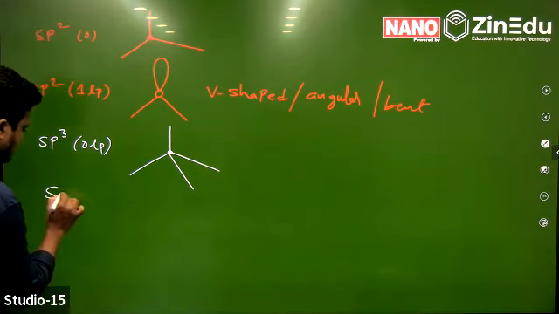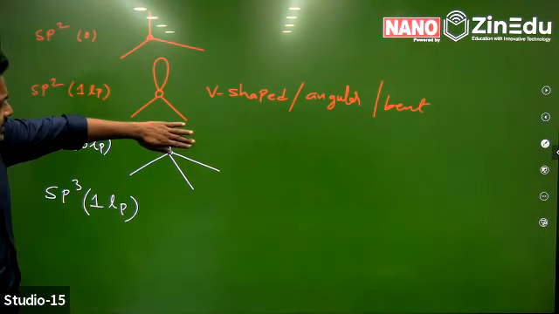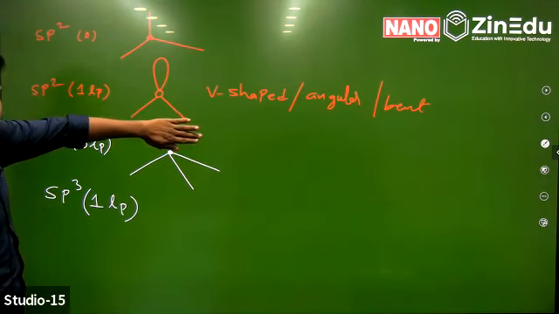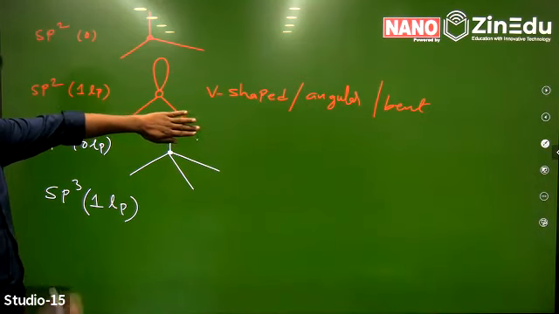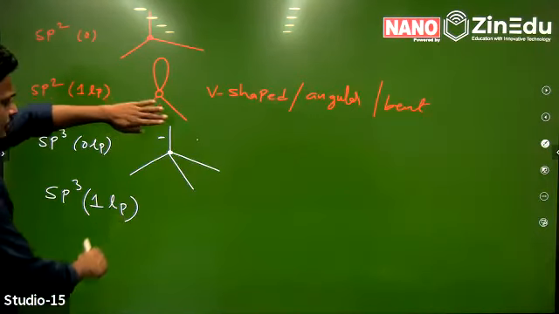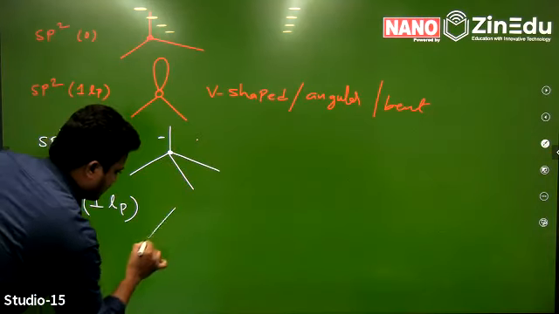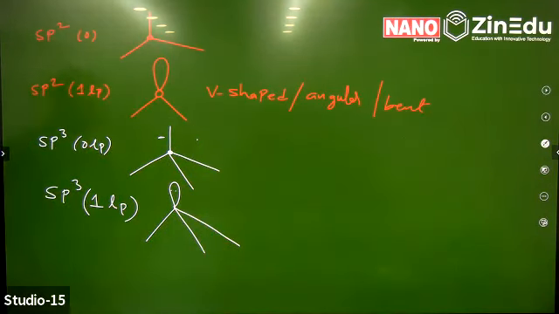Now see, in sp3 hybridization, if the given molecule is having one lone pair, consider this as a lone pair, then how does it look? It looks like pyramidal, right? Then the given molecule has a pyramidal shape. If the atom undergoes sp3 hybridization with one lone pair, geometry of the molecule is pyramidal, like this.